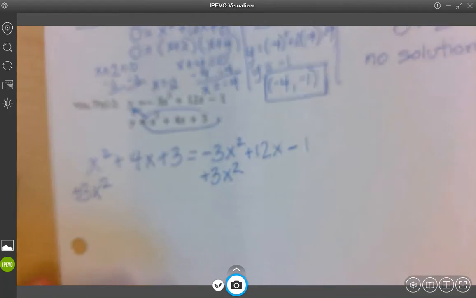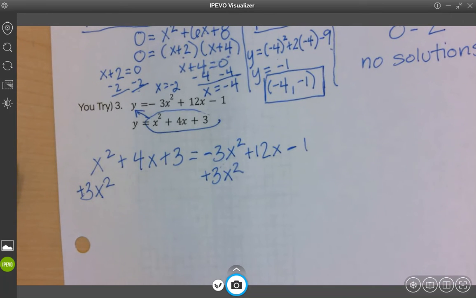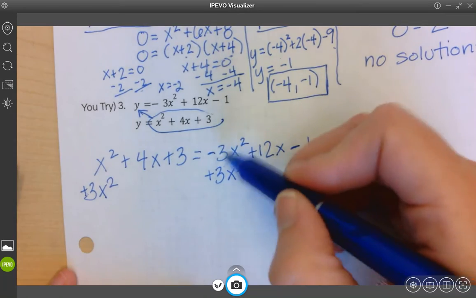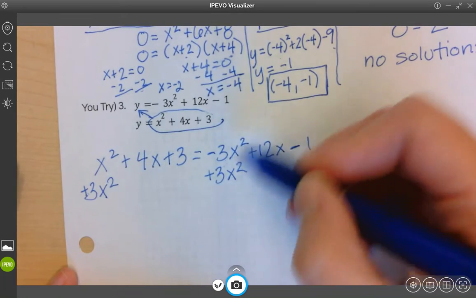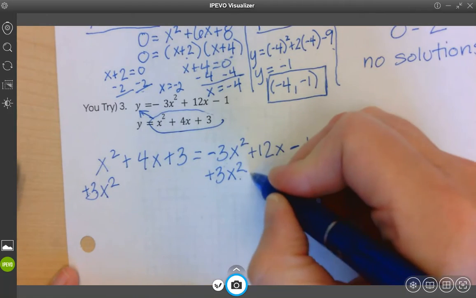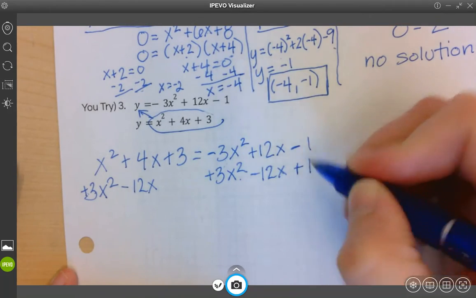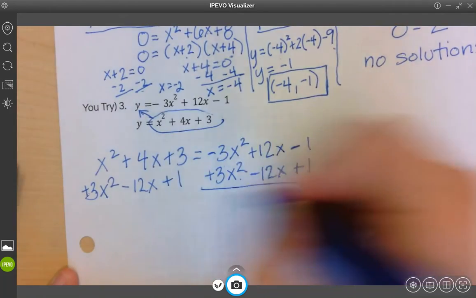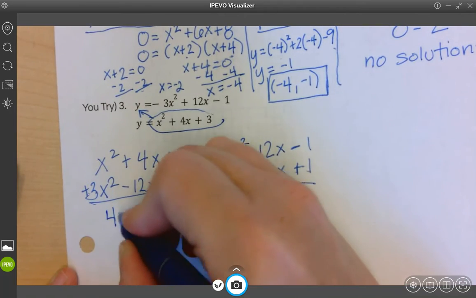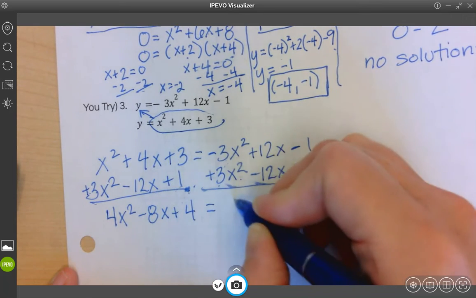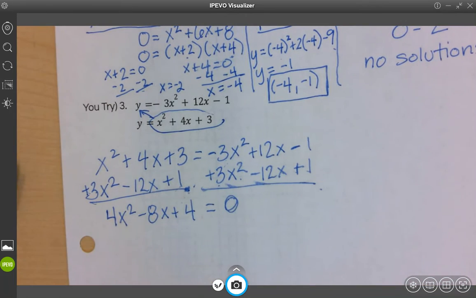If you wrote it backwards, it's okay. We're saying two things are equal to each other. It doesn't matter if one's equal on the left and one's equal on the right. Okay? So if you started with your side switched, not a problem. What I am suggesting is that we don't want to have a negative x squared, so let's add to both sides there. Then let's subtract this 12x. And let's add the 1. Okay, so we're going to get 4x squared minus 8x plus 4 equals 0.